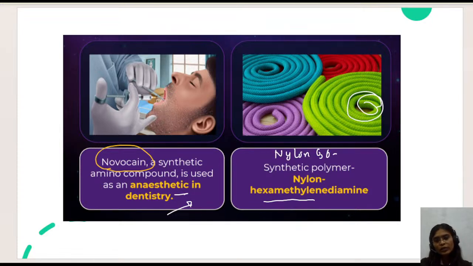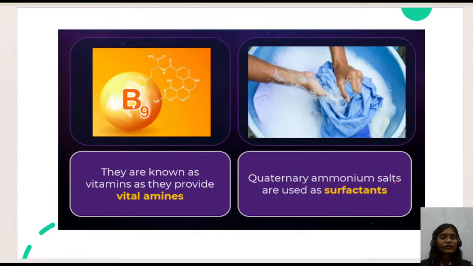Okay, so right now polymer is deleted from your syllabus. Otherwise, we would discuss this topic in very much detail. Okay, so let's observe this. This is nylon 66. Then some more uses: it's B9.